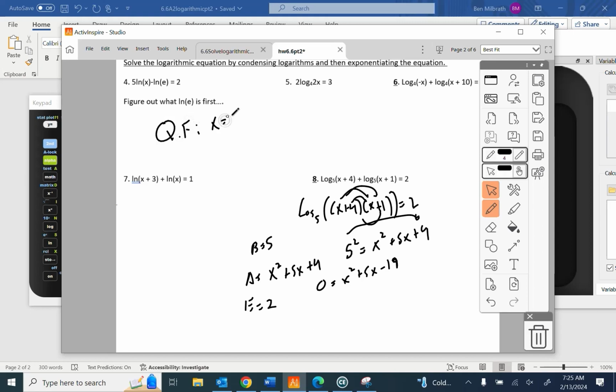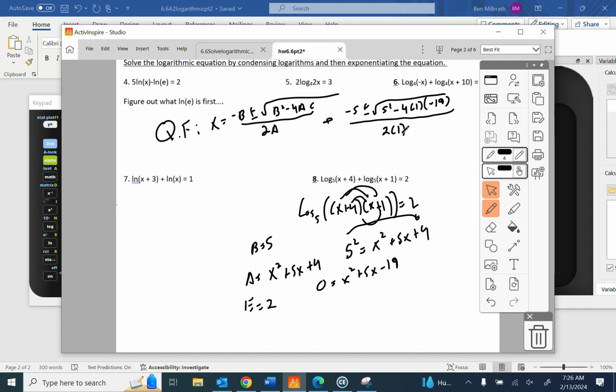Which goes x equals negative b plus or minus square root of b squared minus 4ac, all over 2a. b is going to be a positive 5. So negative 5 plus or minus the square root of 5 squared minus 4 times a, which is 1, times c, which is negative 19, all sitting pretty over twice a, 1.